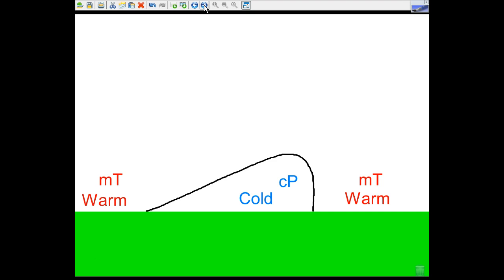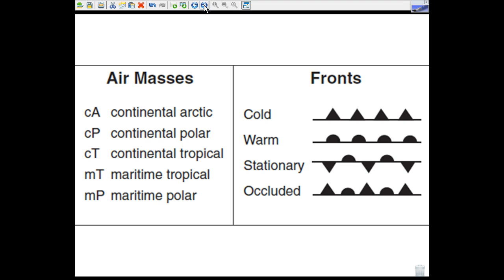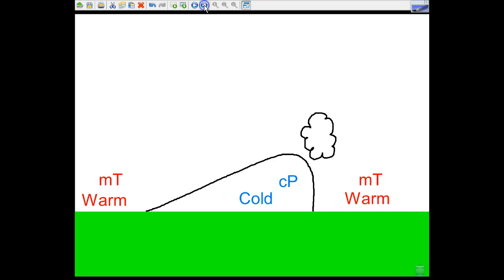You will see symbols like this, mT for maritime tropical, cP for continental polar. It indicates the characteristics of the air, and generally in the United States, we are affected mostly by maritime tropical air masses from the Gulf of Mexico and continental polar air masses from Canada. This is in your reference table, just giving you an idea of the different types of air masses: continental Arctic, continental polar, continental tropical, maritime tropical, and maritime polar, and then what the front symbols look like. This is on page 13 of your Earth Science reference table, as if you didn't know that already.